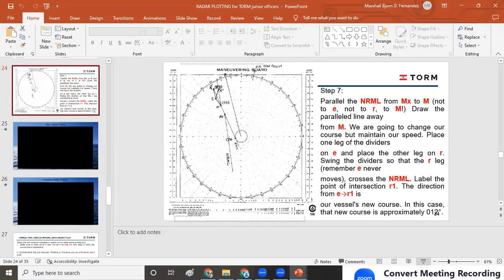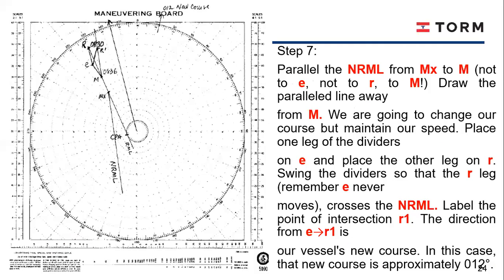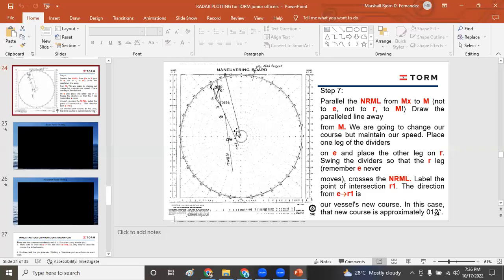So, now do you see the ER1, the R1 itself? Okay, create a line from E to R1 wherever it intersects after transferring the line from the point MX to your point M, then that will be your new course to steer. Transfer this E to R1 to the center of your maneuvering board and it will show you a new course to steer. This is it. New course to steer, the answer is 012 degrees.